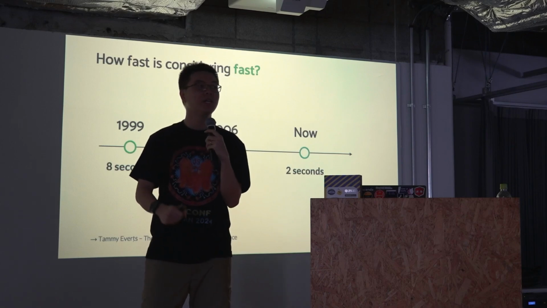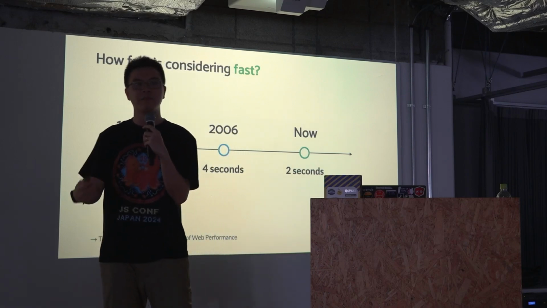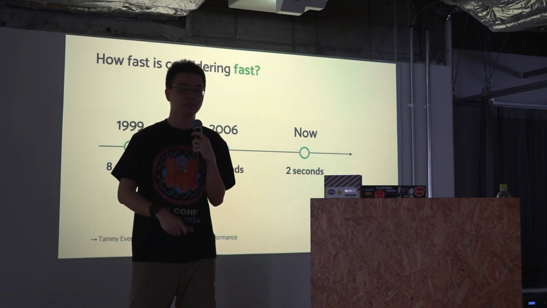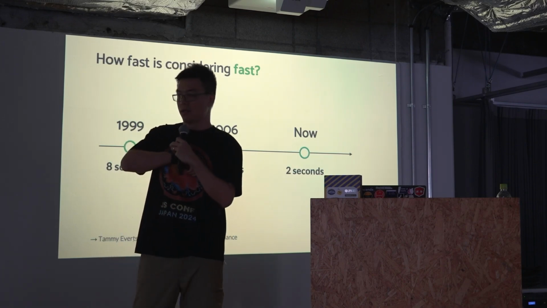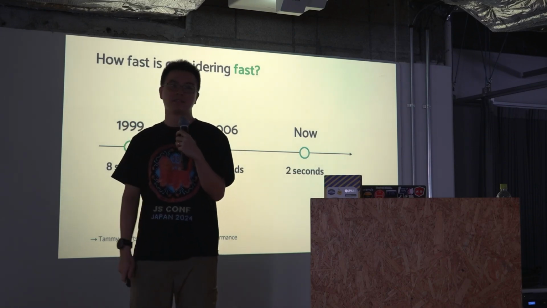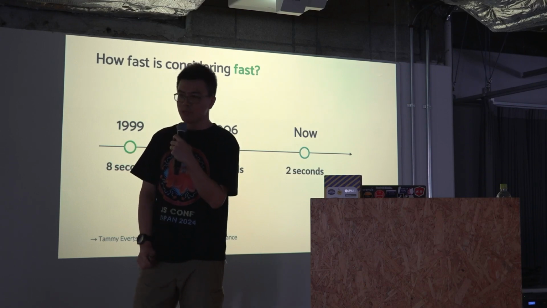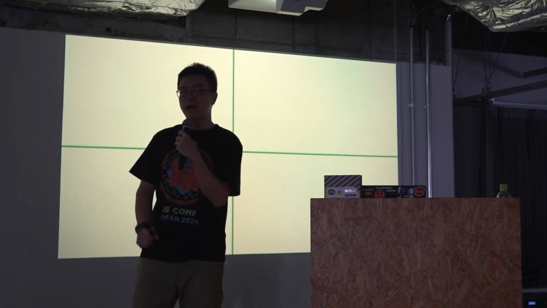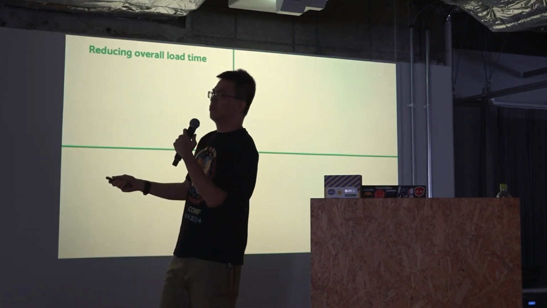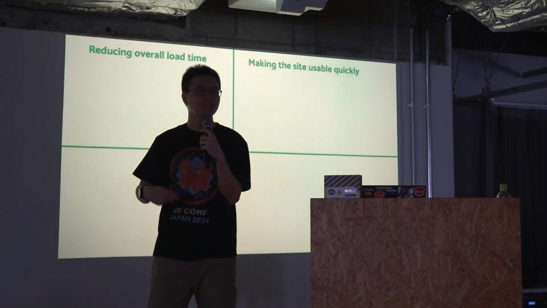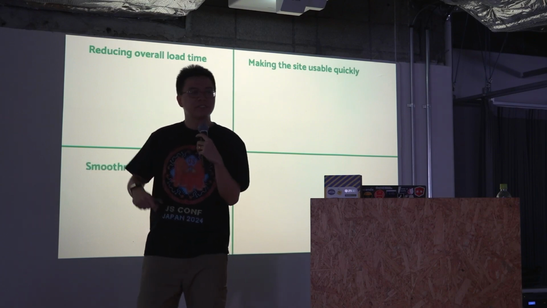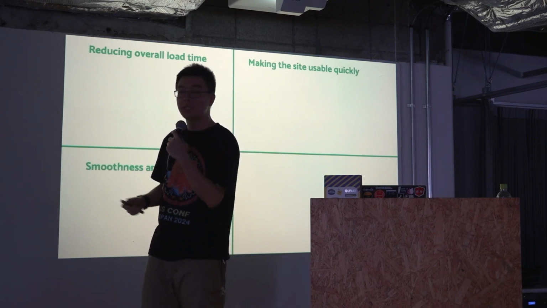And user expectations about web performance are increasing over the years. At the start of the web, it was about 8 seconds. And now it's 2 seconds. And maybe one day, if you go to a website and see the speed, it's just slow. So we talk about a few subcategories in web performance. There's overall load time, making the website load as fast as possible. Then smoothness and interactivity, and the last one is perceived performance.